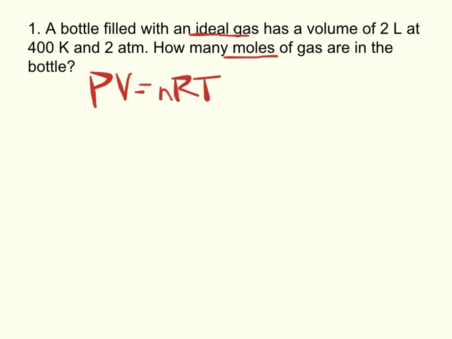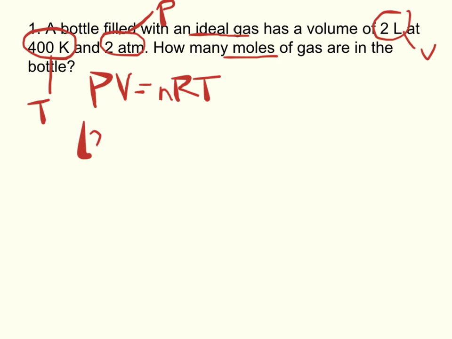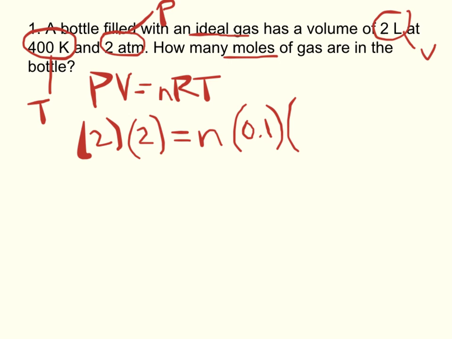Let's look at our givens. We have a volume of 2 liters, so that's V. We have 400 Kelvin, you got to know your units, Kelvin's for temperature, and ATM is for pressure. So I'm given P, T, and V. I got to plug those values in. So my pressure, 2 ATM, times my volume, 2 liters, equals my number of moles, I don't know yet, times R, the ideal gas constant, which is 0.1 no matter what gas you have or the amount you have, times the temperature, 400 Kelvin. So now I just have to solve for n.